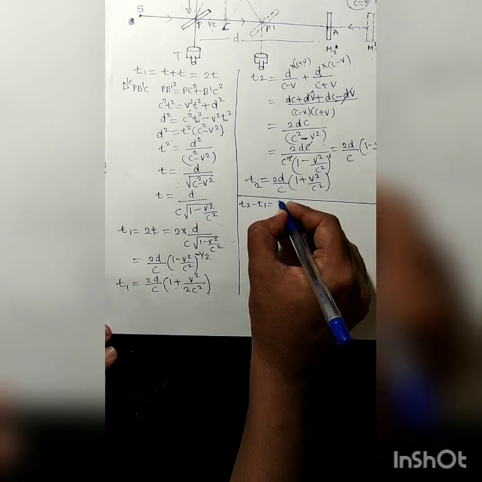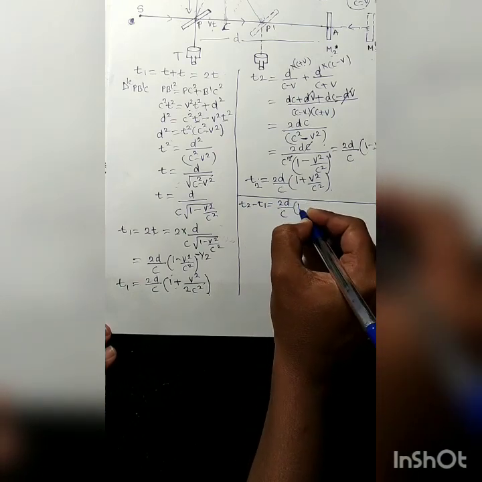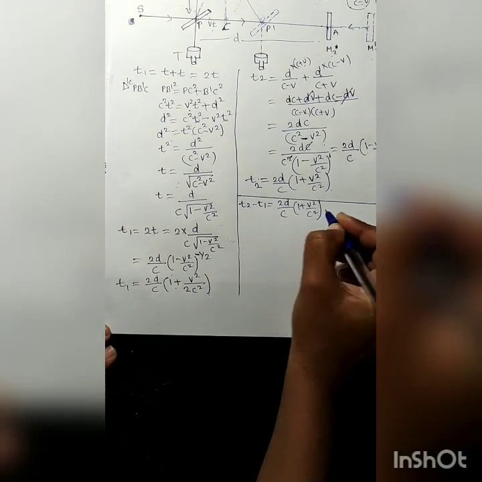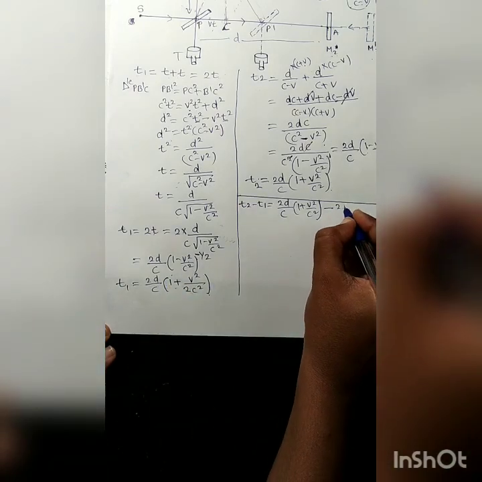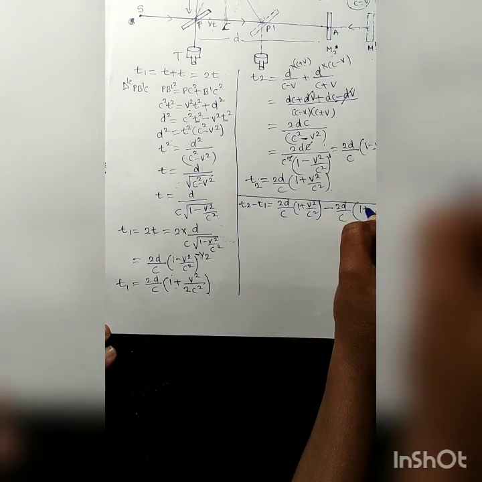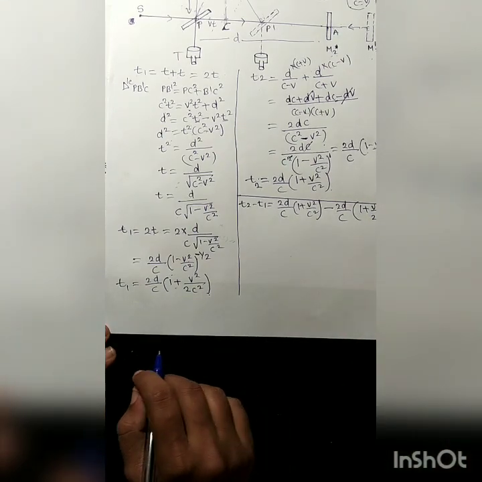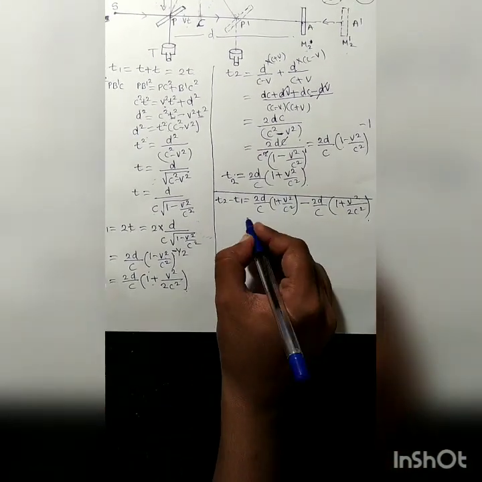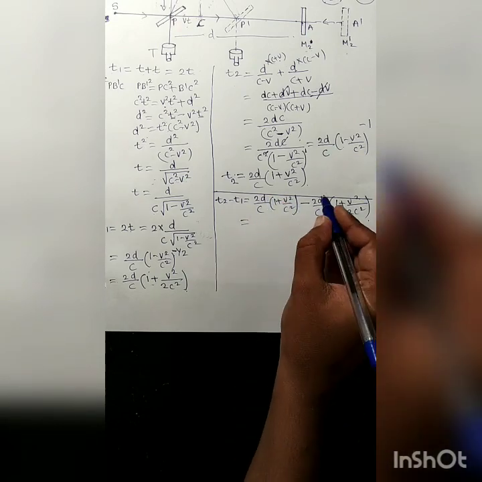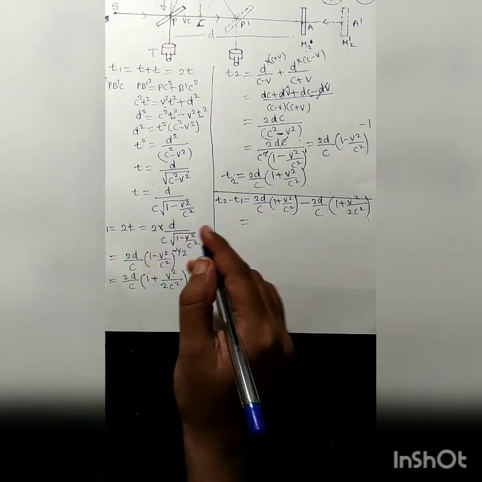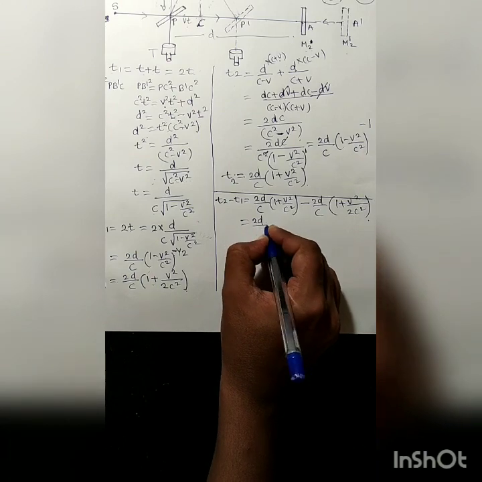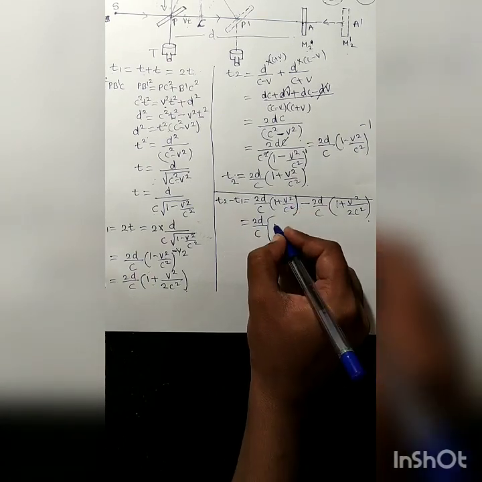So the T2 value is what? 2D by C into the bracket 1 plus V square by C square, minus this becomes 2D by C into the bracket 1 plus V square divided by 2C square will be there, is it? And which is equal to 2D by C, common is there, I will take outside. So 2D by C I will take outside. So what will be remaining here?